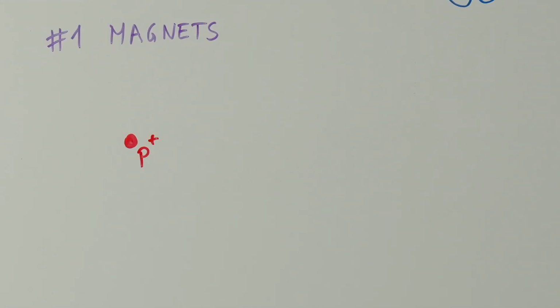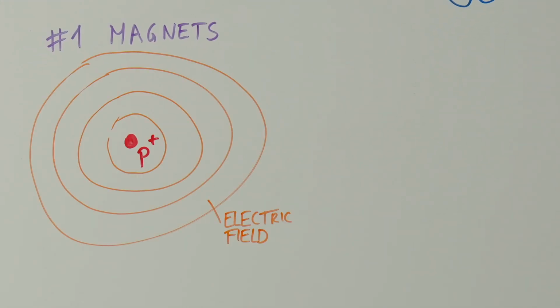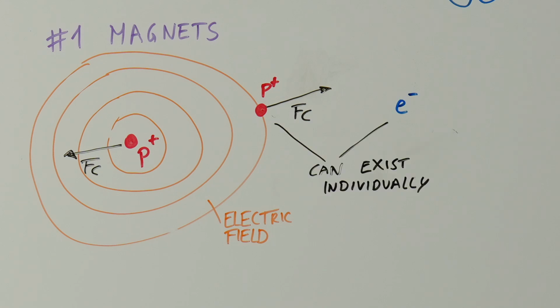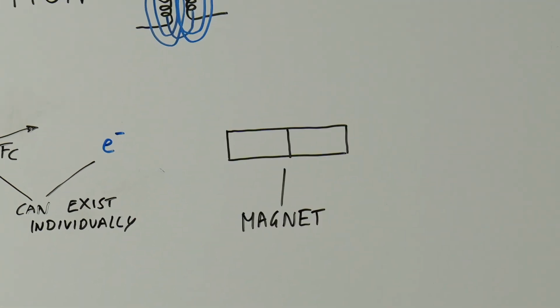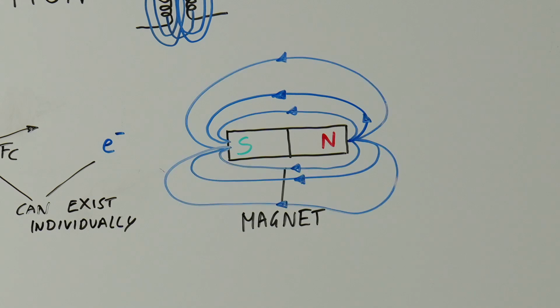An electric charge creates an electric field that is an imaginary area in which another electric charge experiences a force, the Coulomb force. There are positive and negative electric charges which can exist on their own. Now, on the other hand, there are magnets. If we look at a bar magnet, we can see that each magnet has a magnetic north and a magnetic south pole. Magnetic field lines travel from the magnetic north to the magnetic south pole.